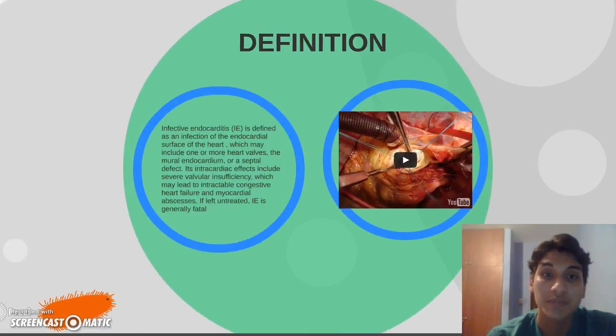The definition: infective endocarditis is defined as an infection of the endocardial surface of the heart, which may include one or more heart valves, the mural endocardium, or a septal defect. Its intracardiac complications include severe valvular insufficiency, which may lead to intractable congestive heart failure and myocardial abscess. If left untreated, infective endocarditis is generally fatal.